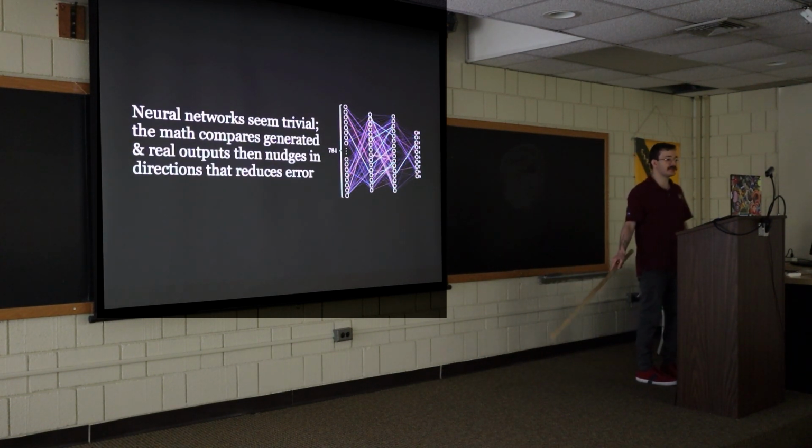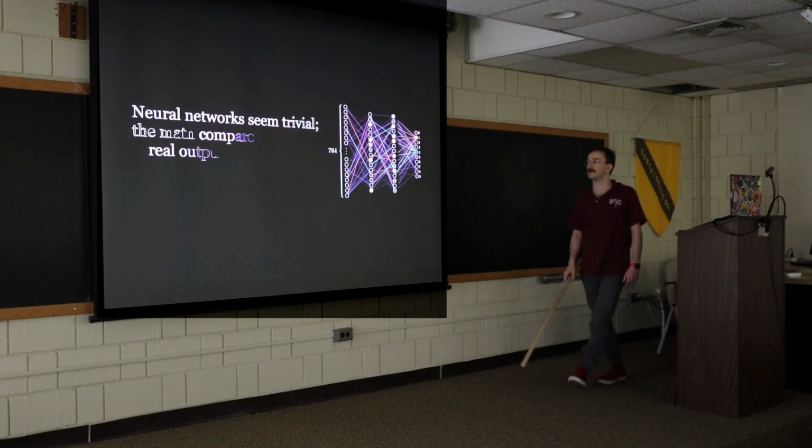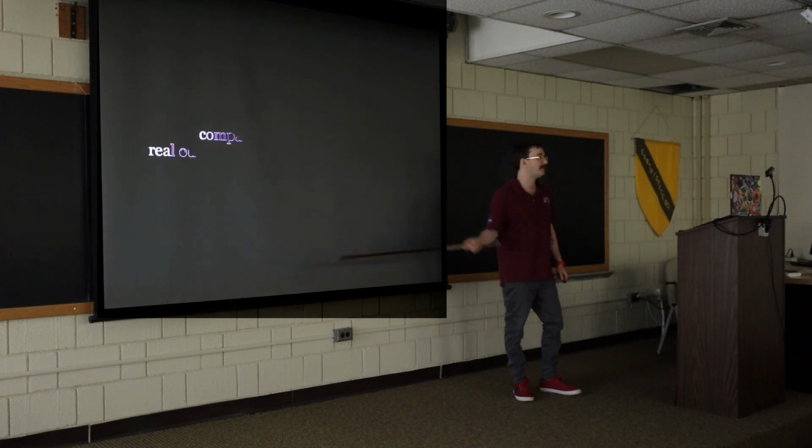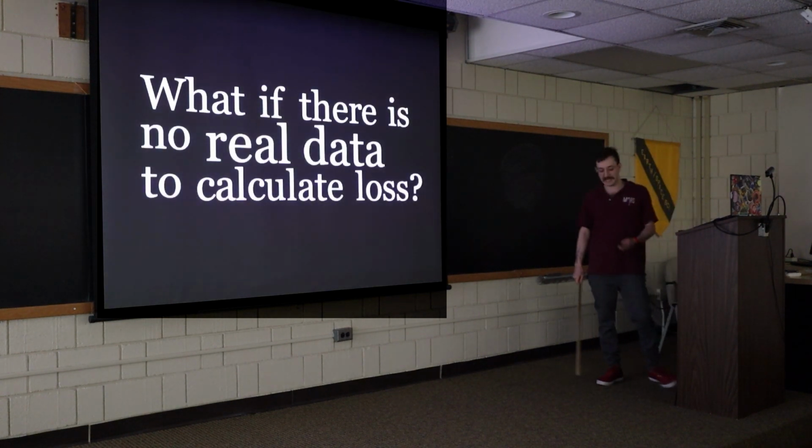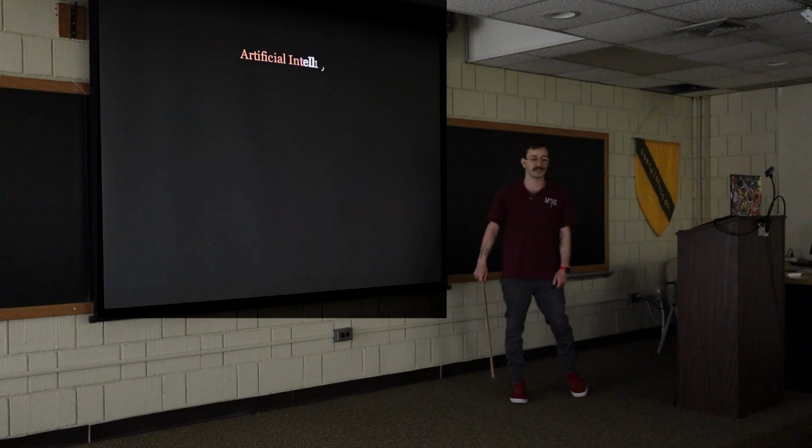And so if we can nudge in the direction that reduces the error, well, then we can do this for anything that we have a real output for. That begs the question, what if there is no real data to compare to? And this really is the most common situation we're dealing with.